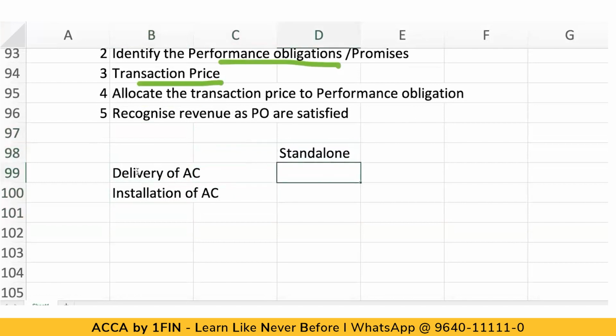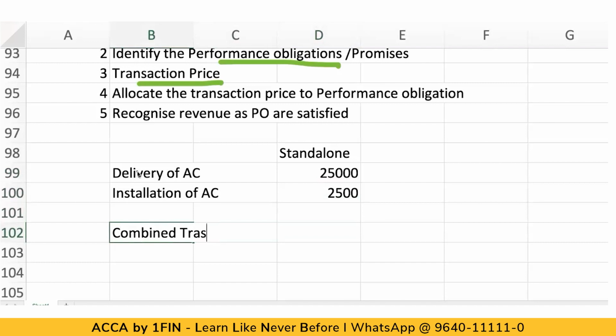If you don't want delivery or installation, the AC cost, let us say, is 25,000. Installation cost, let us say, is 2,500. Okay, but the combined transaction price, because you have taken both the services together, is 26,000. Now here you should not do that: 25,000 is for AC and 1,000 is for installation.